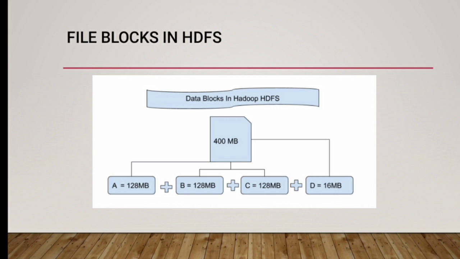So a single file is divided into multiple blocks of size 128 MB, which is the default, and you can also change it manually. Let's understand the concept of breaking down a file into blocks with an example. Suppose you have uploaded a file of 400 MB to your HDFS. Then this file gets divided into 3 blocks of 128 MB and one block of 16 MB, totaling 400 MB. This means 4 blocks are created, each of 128 MB except the last one.